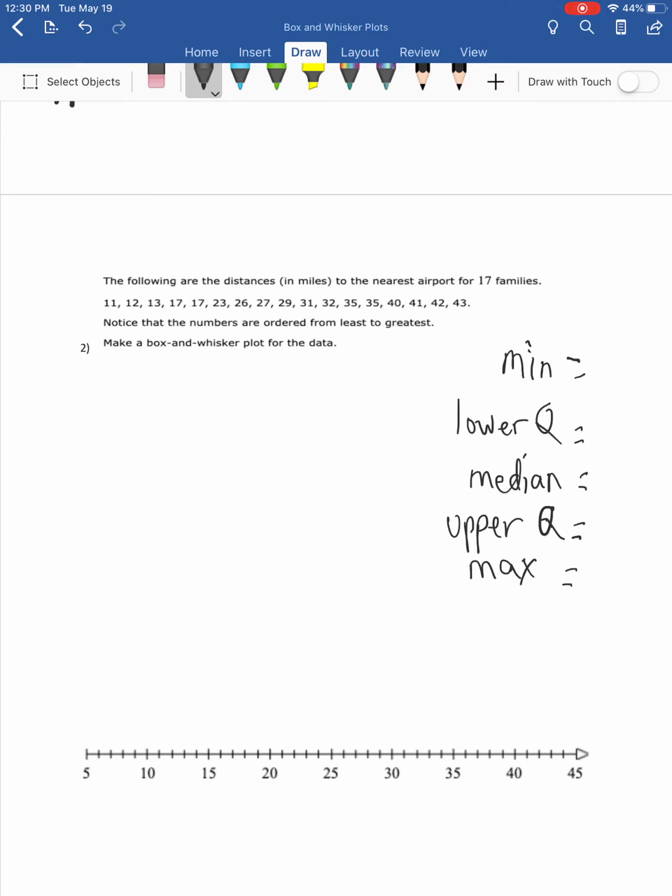All right, so easiest ones to start with, min and max. 11 for the min. They're in order, so we don't have to do that. Maximum is 43. Okay, let's get the median. We only have one number in the middle because we have an odd number of families, and that number in the middle is 29. So our median is 29.